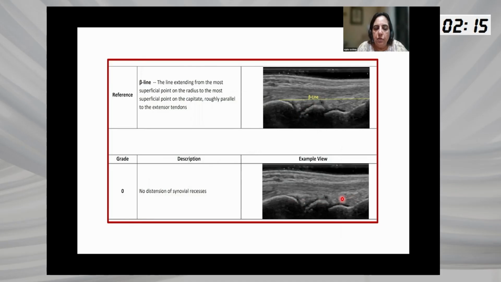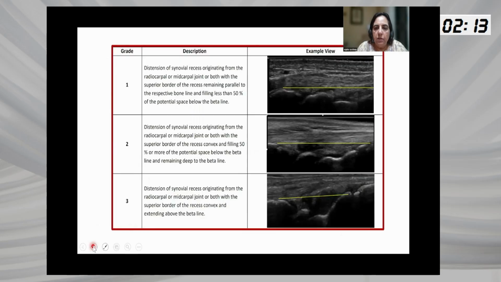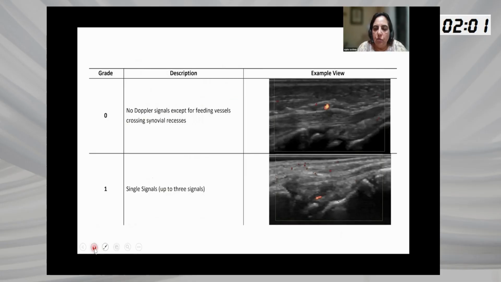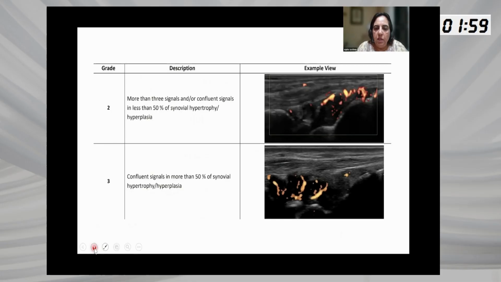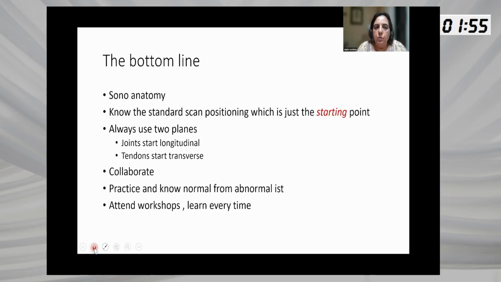So here we have a totally normal recess at the wrist joint. Here we have mild disease, you can see. Here the disease is more, and in fact here it is prolific and crossing the line. So this is how we are able to grade the synovitis, and similarly we are able to grade the severity of the Doppler signal as well.